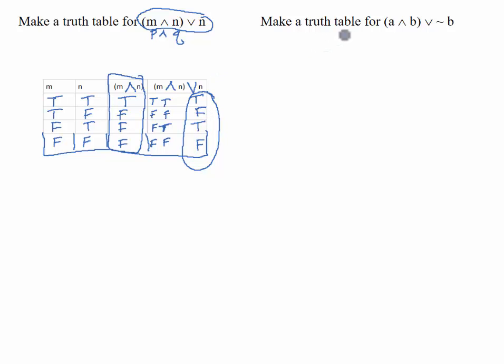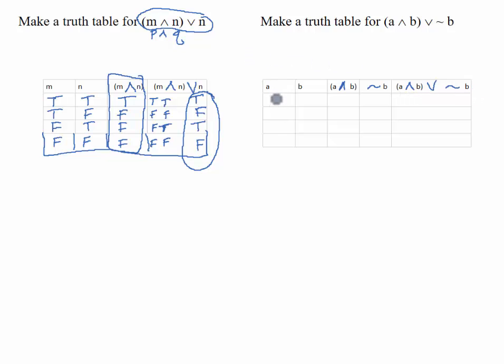Okay? Let's make one for this kind of statement. Here we have the conjunction A and B, and then we have the disjunction with not B. All right, so let me put a table up here. Here's what my table looks like. I need a column for A and a column for B. These parentheses mean we're doing this part first, so I'm going to need a column for A and B, the conjunction. But over here I've got a not B, so I'm going to need a column for not B. And then finally I need a column for this disjunction, the final statement.